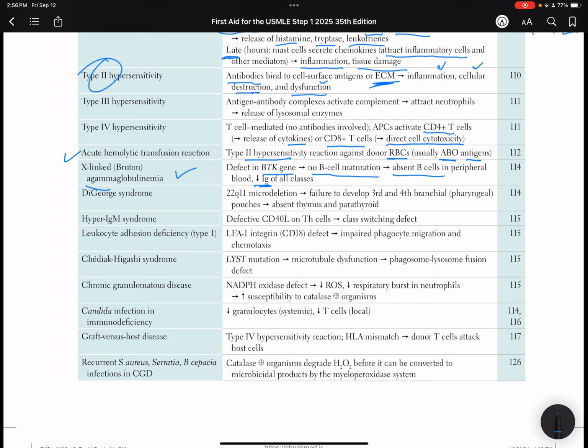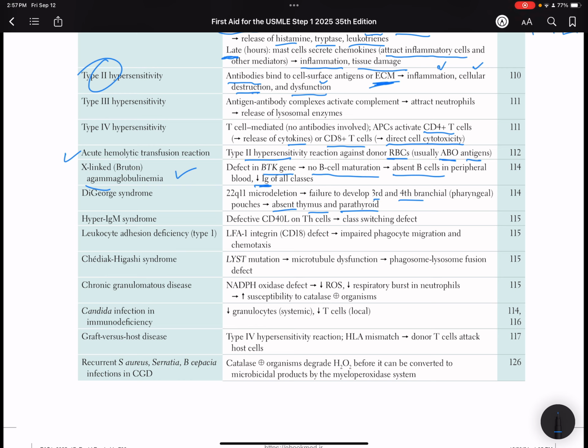Next condition is DiGeorge syndrome. DiGeorge is 22q11 microdeletion. This is because of failure to develop third and fourth branchial pharyngeal pouches. This leads to absent thymus and parathyroid. Hyper IgM syndrome, defective CD40 ligand on TH cells, leads to class switching defect.